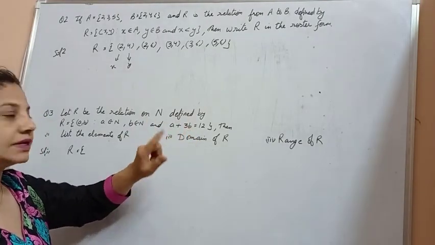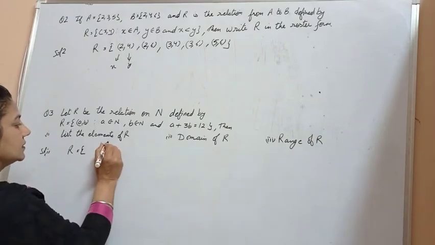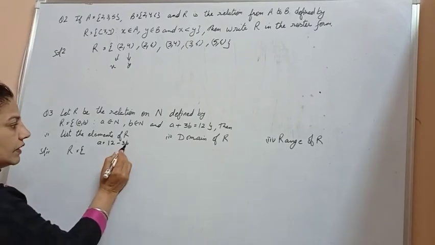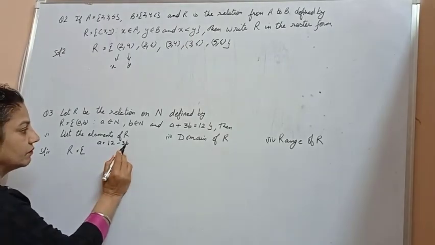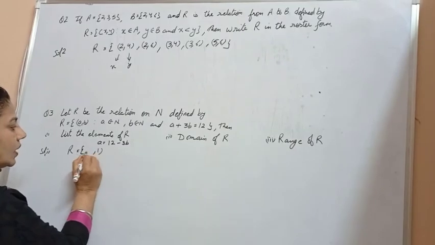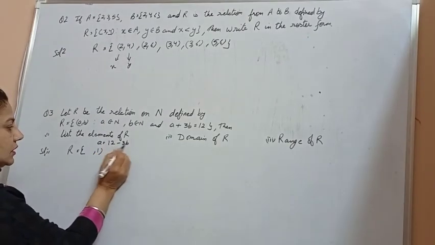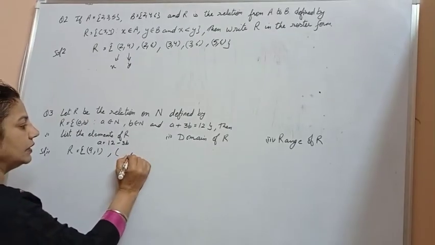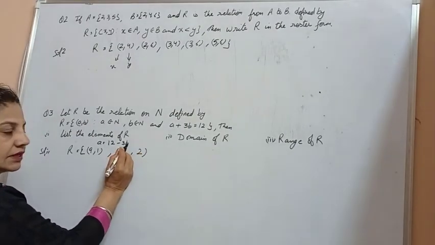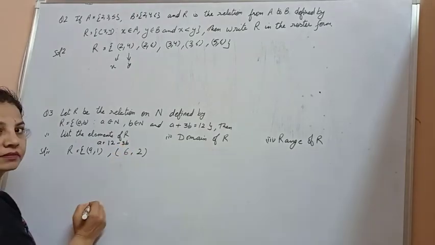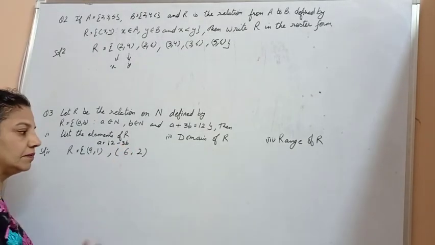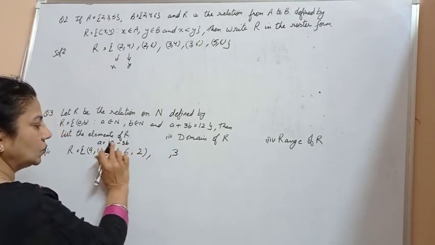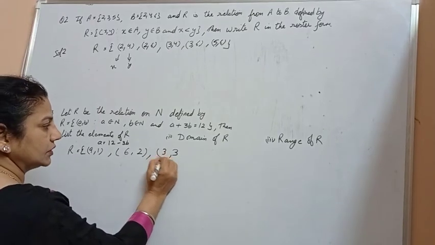A is equal to 12 minus 3B. Give the value of B as 1, since natural numbers start from 1. If B is 1, then 12 minus 3 is 9. Next, give the value of B as 2, then 3 twos are 6, 12 minus 6 is 6. So 6 comma 2, one element again comes. Then give the value of B as 3. 3 threes are 9, 12 minus 9 is 3.